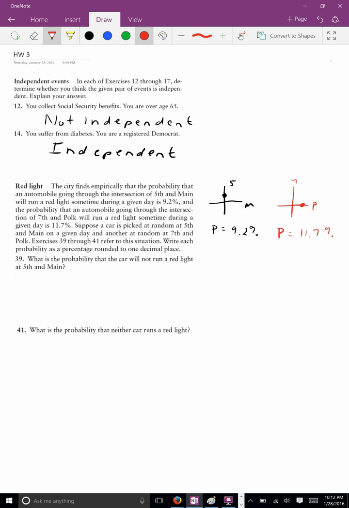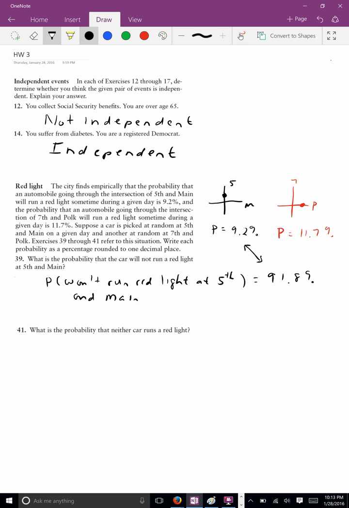So the first we want to know is the probability that the car will not run a red light at 5th and Main. Well, really we're going to use the fact that the events running the red light and not running the red light are opposites of one another. So their probabilities have to add to 100%, right? So we know therefore that the probability that it won't run a red light at 5th and Main is going to be what? It's going to be 91.8%, because these two probabilities have to add up to 100%, right?